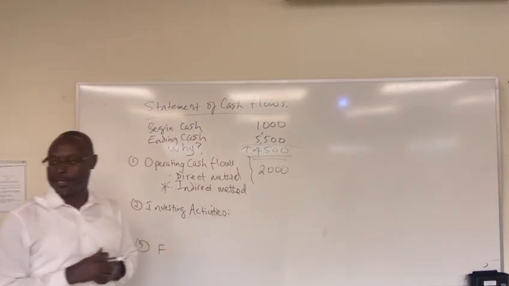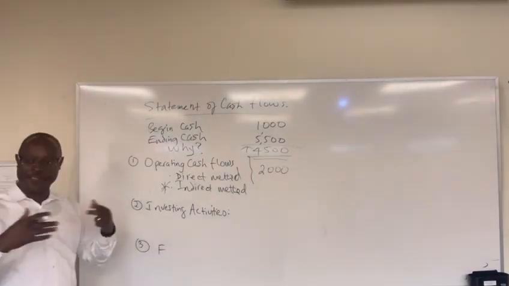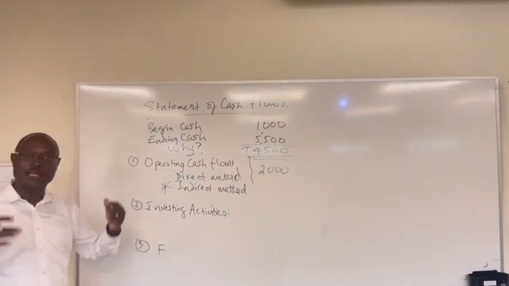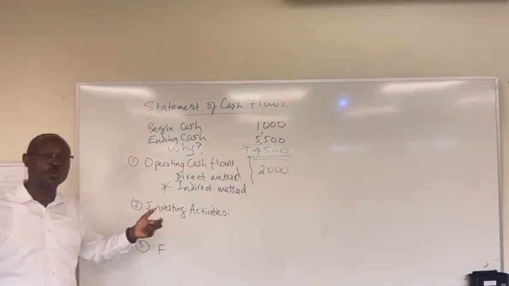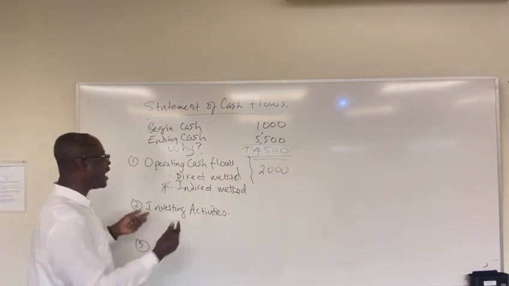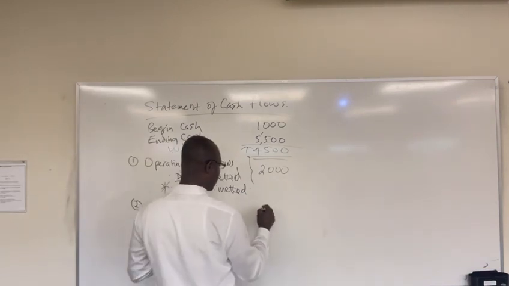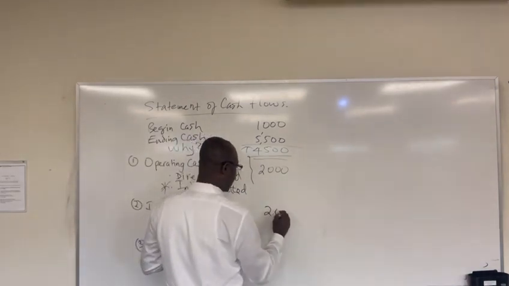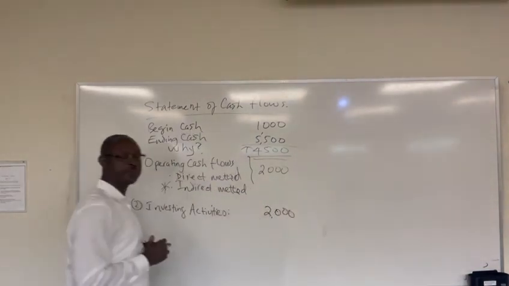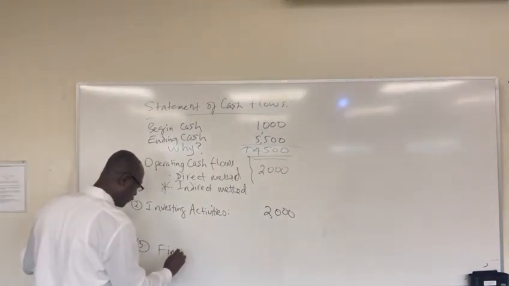Does that make sense? Investment in buildings, in computers, in furniture, in fixed assets, in stocks, in bonds. Those are investments. If you sold it, the cash comes in. If you purchased it, the cash went out. So the net of all of that is going to be called investing activities. And let's say that investing activities is 2,000 also, a positive number. And then the F is financing activities.